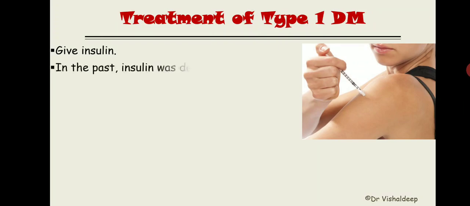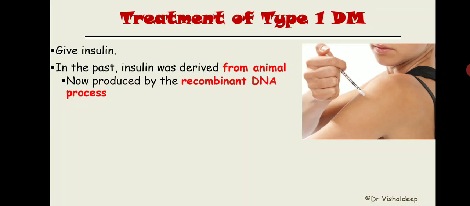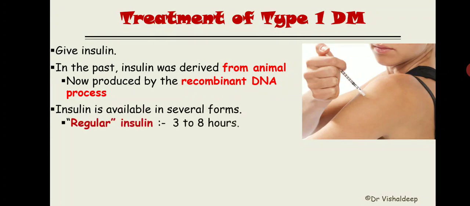In the past, insulin was derived from animals. See, pork insulin and human insulin differ by only one amino acid, right? But nowadays we do not use pork insulin; rather we use recombinant DNA technique and produce the new human insulin, right? Now insulin is available in several forms, but the most commonly used form is known as regular insulin. That regular insulin has a half-life of about 3 to 8 hours.